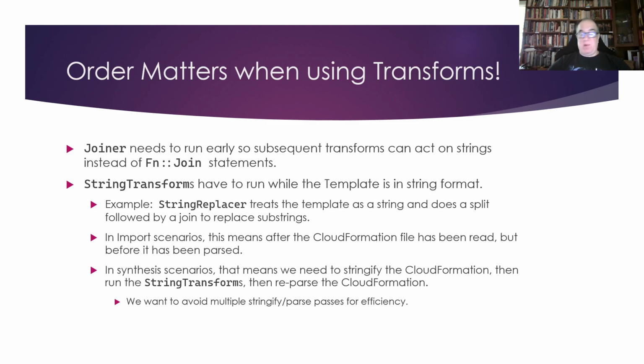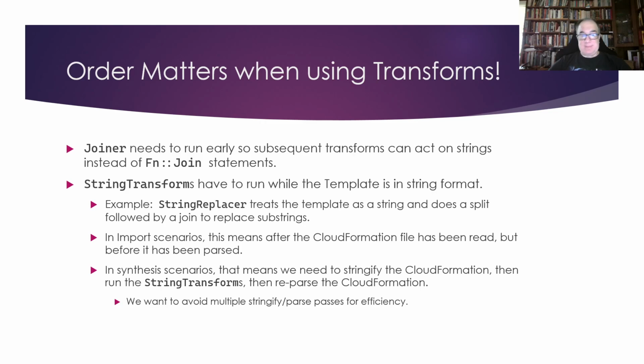Okay, so order matters when using transforms. The joiner transform, which we discussed in transforms introduction, needs to run early so that subsequent transforms can act on strings instead of on FN join statements. And then string transforms have to run when the template is a string. The string replacer treats the template as a string and then does a split, just a regular TypeScript or JavaScript string split, and then it does a string join, and that's how it replaces substrings.